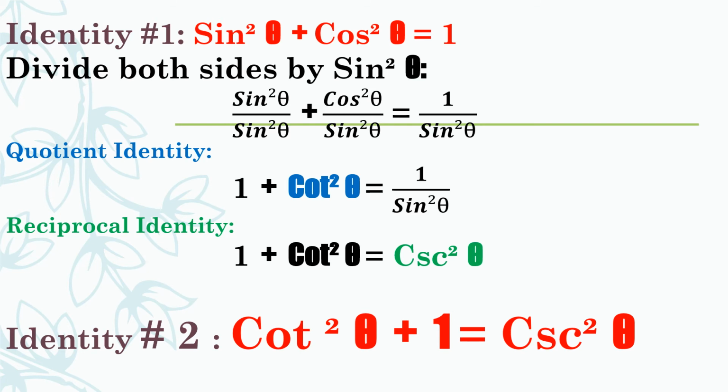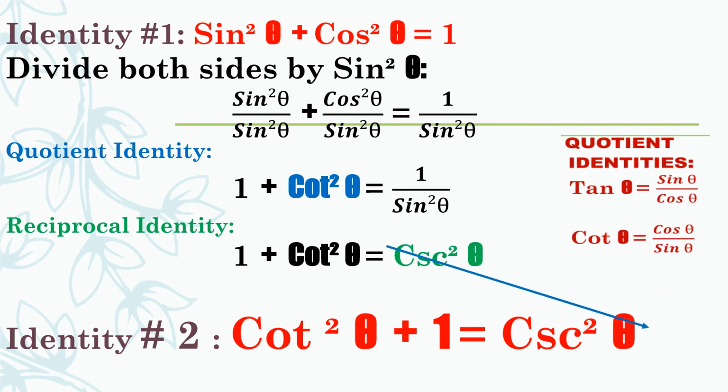Alright, let's have the quotient identity. We are going to apply the quotient identity. We all know that cosine over sine is equal to cotangent. So that's why we have now 1 plus cotangent squared theta. Why does it start from 1? Because sine squared theta over sine squared theta is equal to 1. So we are already done, right? Then copy first the 1 over sine squared theta.